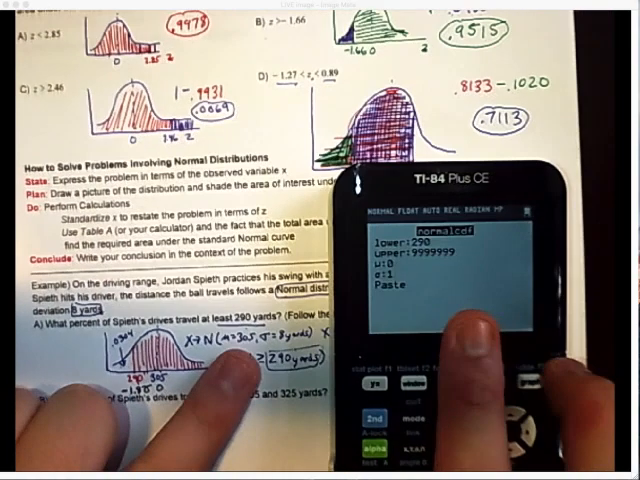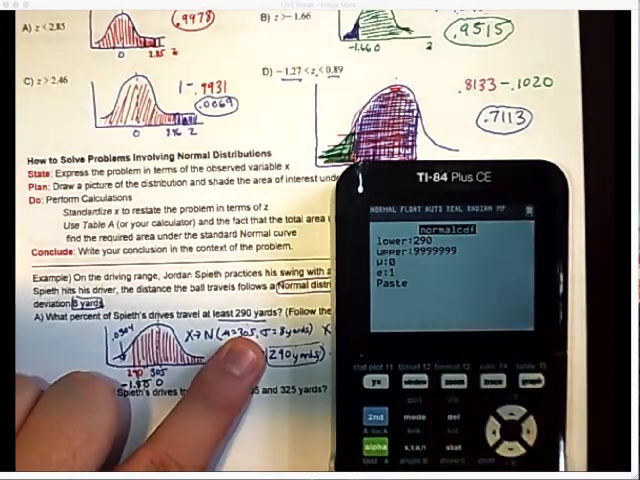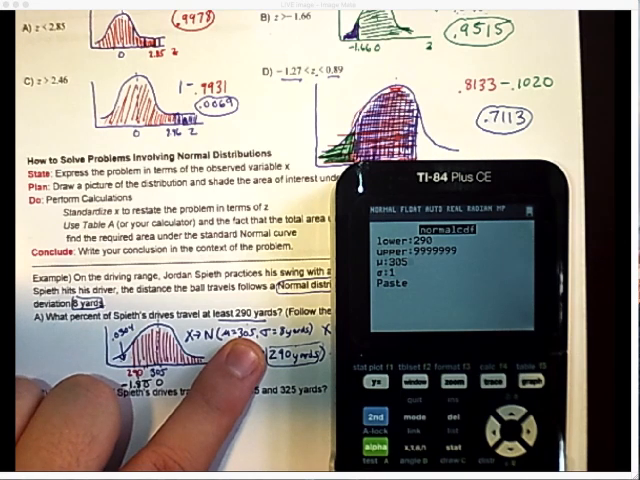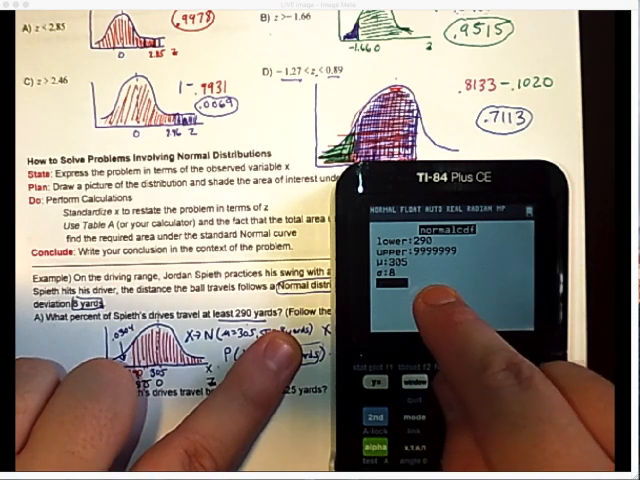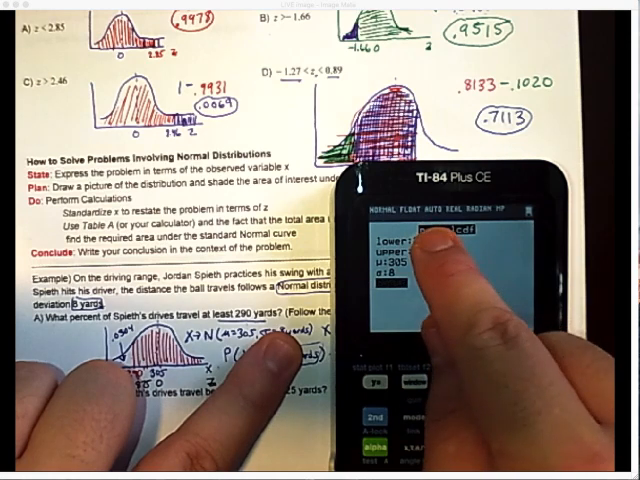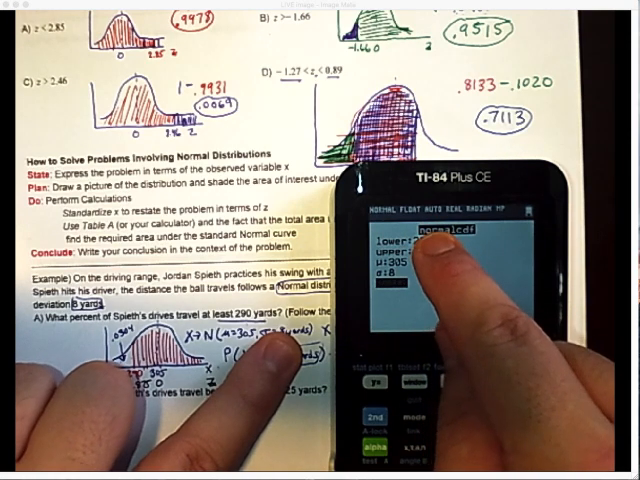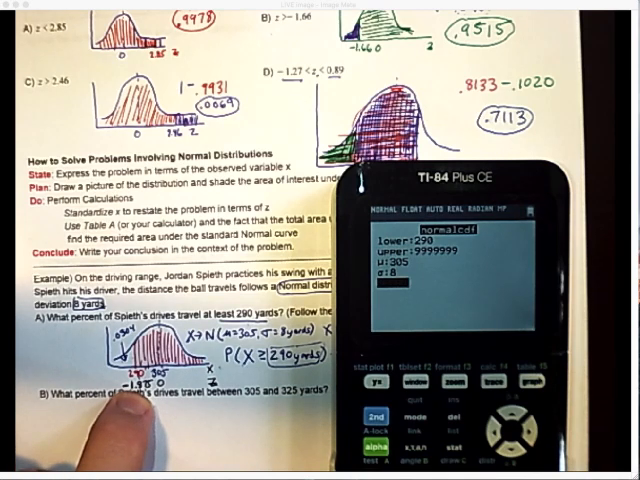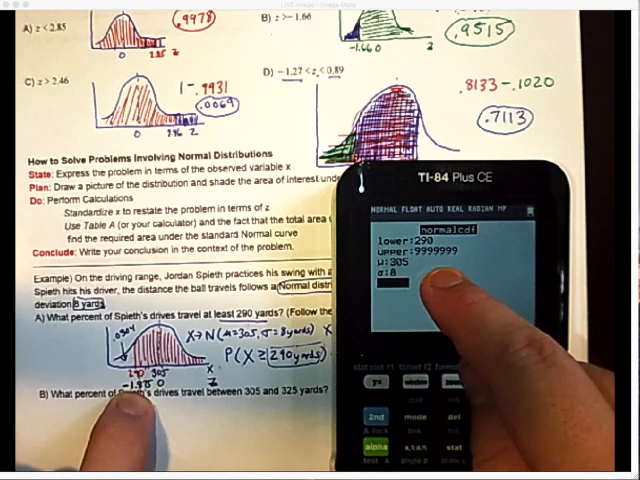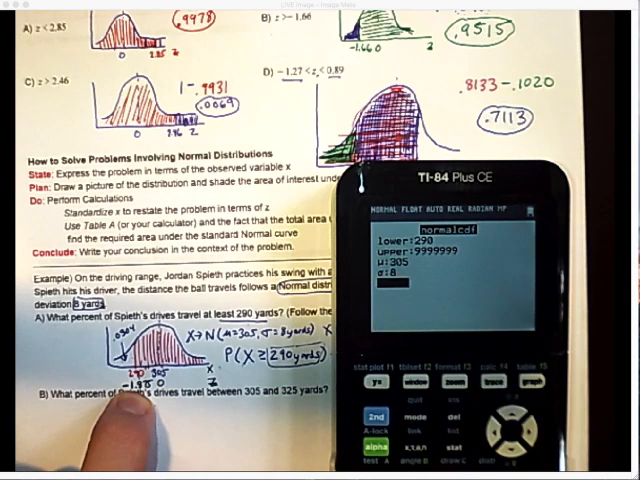On this particular normal curve, the mean was 305. What was the standard deviation? It was 8. So before I hit paste, what the calculator is going to do is take this 290 and convert it to this z-score of negative 1.875 automatically for us. Then the calculator is going to look into its own internal memory and do the calculation.